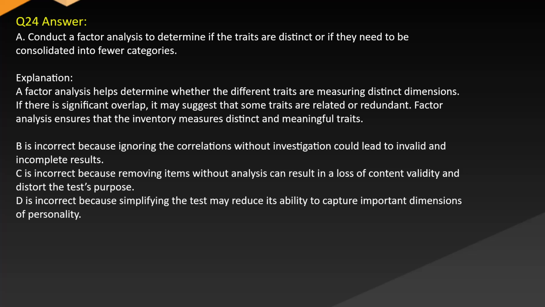B is incorrect because ignoring the correlation without investigation could lead to invalid and incomplete results. C is incorrect because removing items without analysis can result in a loss of content validity and distort the test's purpose. D is incorrect because simplifying the test may reduce its ability to capture important dimensions of personality.